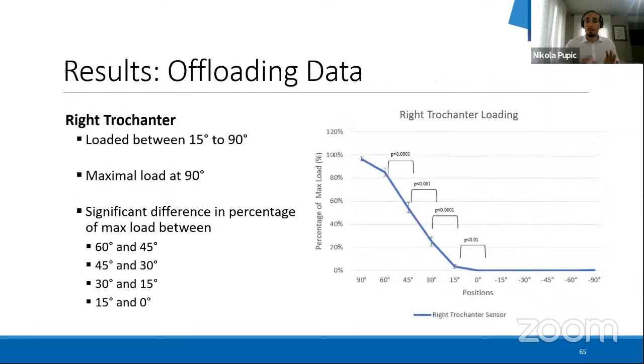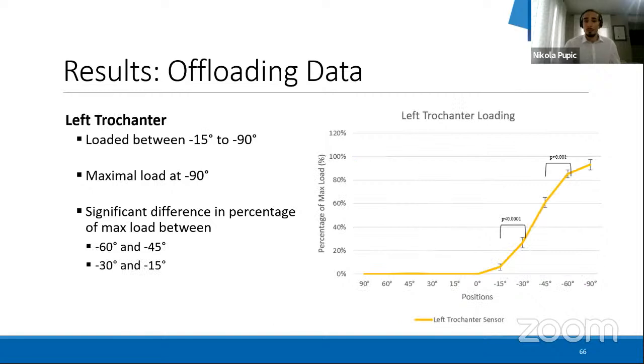In terms of offloading, we'll first look at the right trochanter. So this is a graph of the percentage of maximal load versus the position for the right trochanter. Maximal load for the right trochanter occurs at 90 degrees, and all the other loads are a percentage of that maximal load. As expected, the right trochanter was loaded for all right lying positions and offloaded for all left lying positions in supine. Furthermore, as the participant angle approached 0 degrees, the force experienced by the right trochanter decreased. An omnibus test showed that there were significant differences between the force experienced by the right trochanter at adjacent positions, and post hoc Bonferroni comparisons highlight which adjacent values were significant using brackets in the diagram.